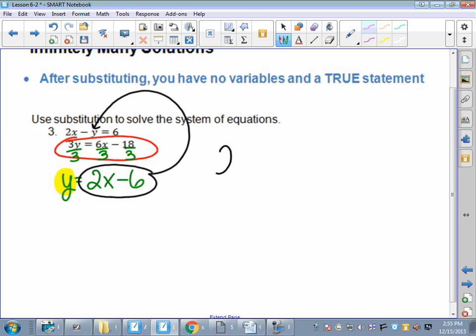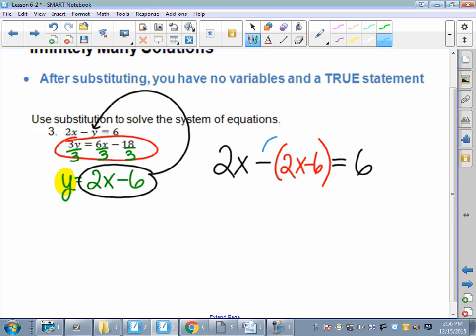This one we're just going to be careful. So instead of 2x minus y equals 6, I'm going to substitute in. I always put parentheses around my substituted value. And here's a good example why. Because when I put the 2x minus 6 in for the y, that means I have got to distribute this negative, or negative 1 sign, so that I can get rid of my parentheses. So 2x, negative 2x plus 6 equals 6.